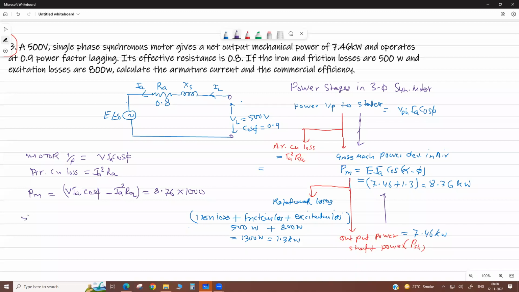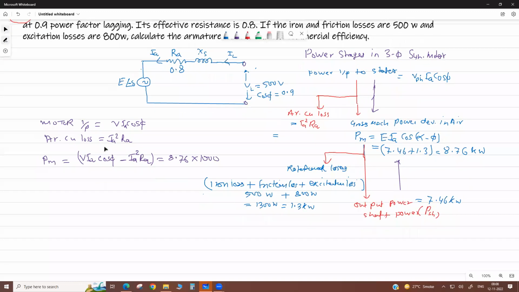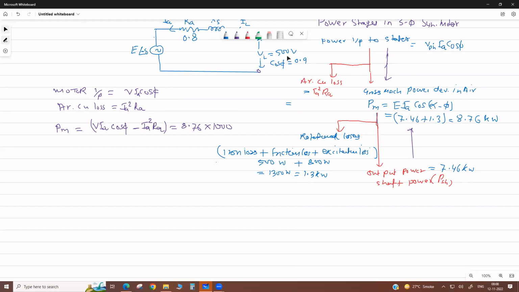V is 500. Now it is interesting. Please remember, in this question this step is tough. To calculate the armature current, you should apply this relation.